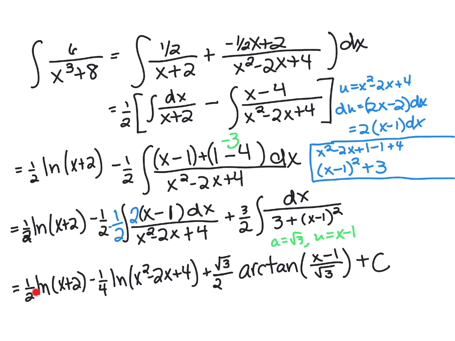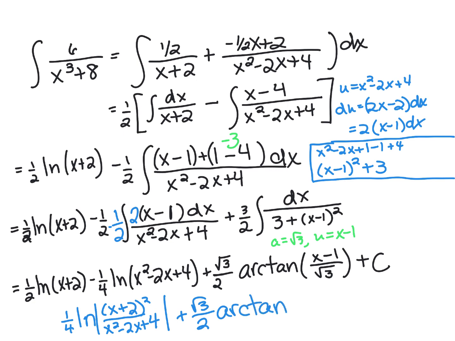And now, like I said, I'm going to multiply this by 2 over 2, get a common denominator, which is 4, and that's going to give me 2 ln of this, which is the ln of that thing squared. And I've got 1/4 ln. That's a positive one, so x plus 2 squared over the other guy, x squared minus 2x plus 4, plus we had 3 over root 3, and that canceled. Arctan. Remember, arctan has 1 over a in front of it, of u over a, plus c. Nice.